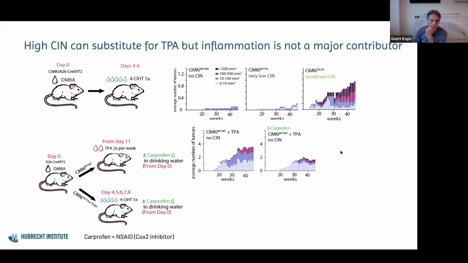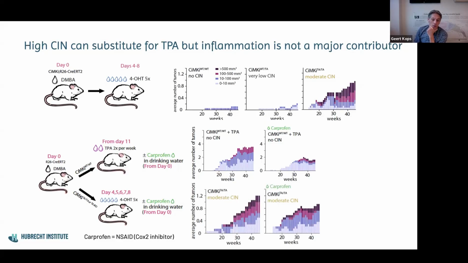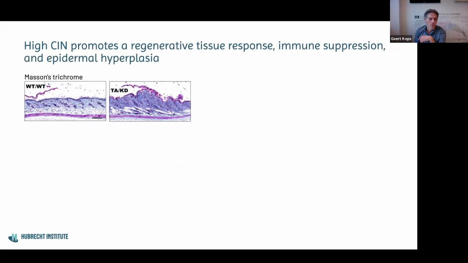But there's a strong decrease by carprofen, so it works. If we do this, however, on the moderate chromosome instability that is applied to the DMBA situation, we don't really see much of a difference. So still early onset, still big tumors, still many tumors. So it looks like what chromosome instability is doing and what it's mimicking, let's say in the TPA situation, is not really inflammation, but it's probably something else. So what could that be?